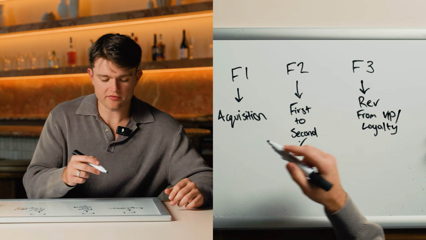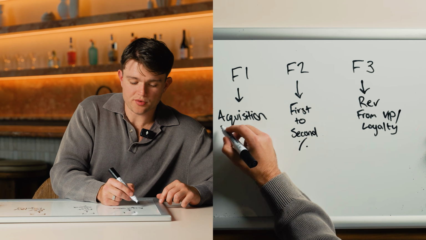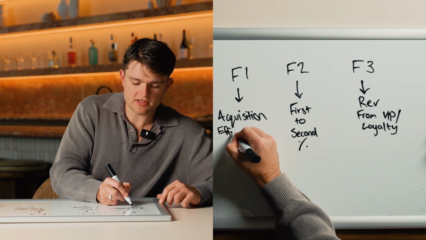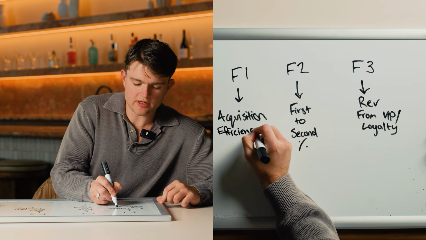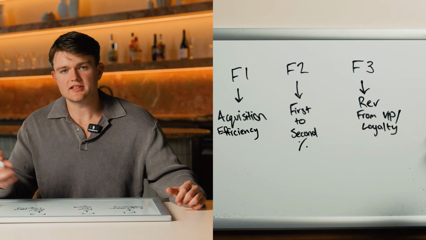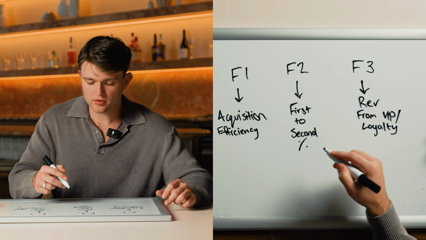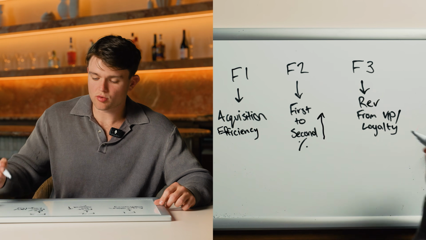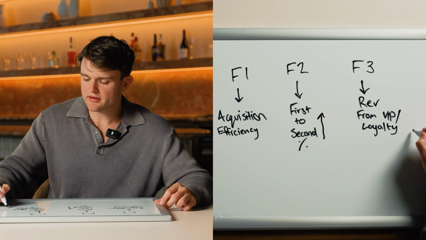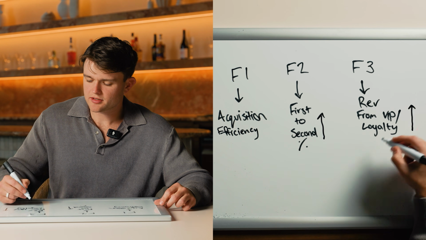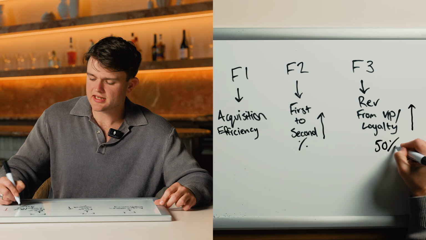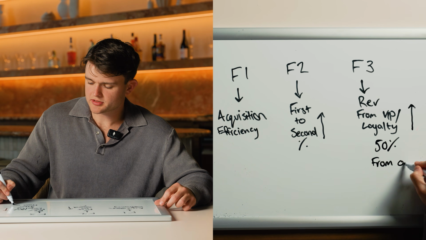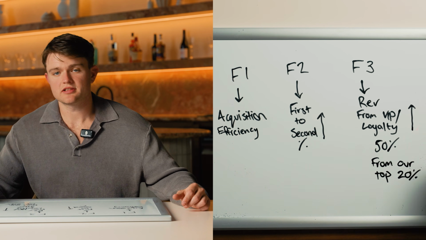So when you're actually building the flows, F1, the goal is to improve acquisition efficiency specifically. So how efficient are we at acquiring new customers in the most profitable way with the highest AOV, the highest gross profit, whatever you're measuring for. We want to be improving first to second order conversion, and we want to be making sure that our revenue from our VIP and loyalty is sitting at around what we like to say 50% from our top 20% of customers.